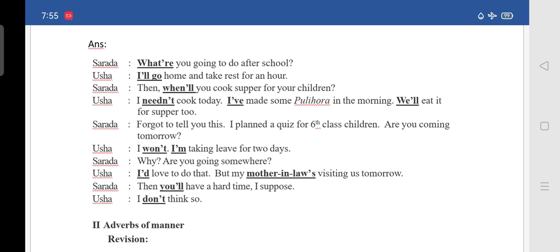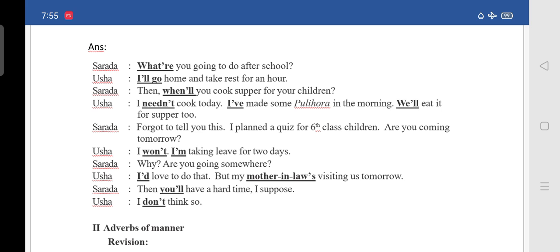Sharada: then you will have a hard time. In place of "will," we are writing "you'll." Okay, then you'll have a hard time, I suppose. Then what did Usha say? "I don't think so." In place of "I do not think so," we are writing "I don't think so."